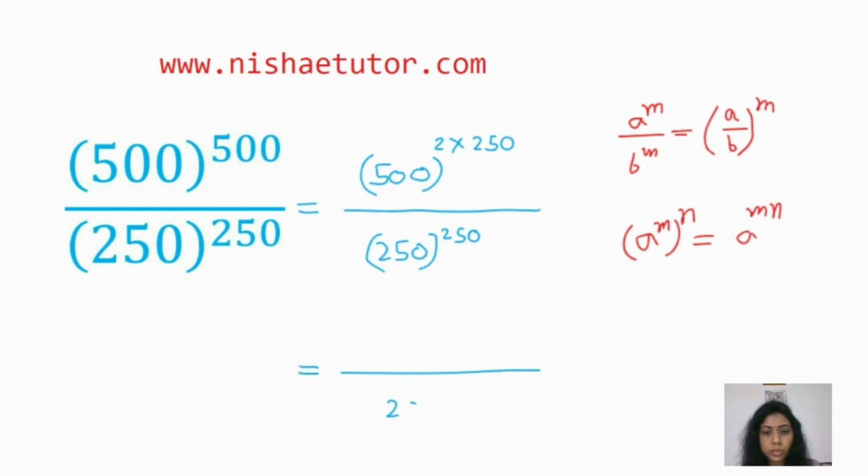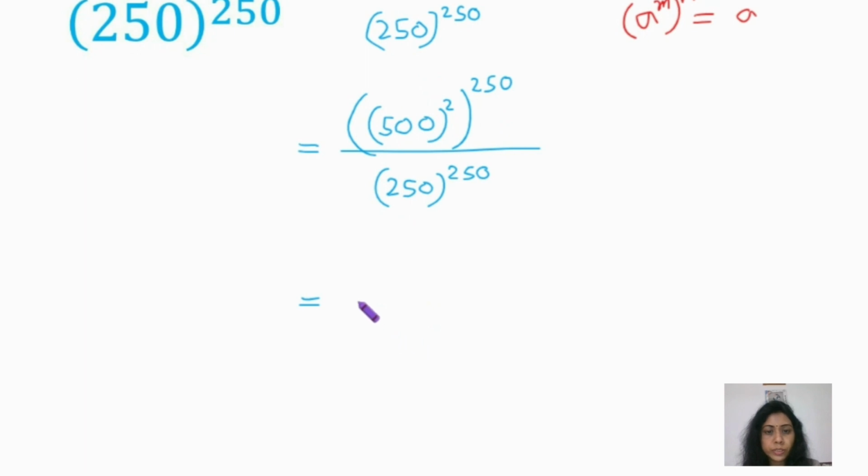The denominator we write as it is, 250 to the power 250. And 500 squared is here to the power 250. It means power to the power. Now we can simplify this numerator. This is 500 squared, which is 25. 5 squared is 25 and here 2 zeros, so now 4 zeros.